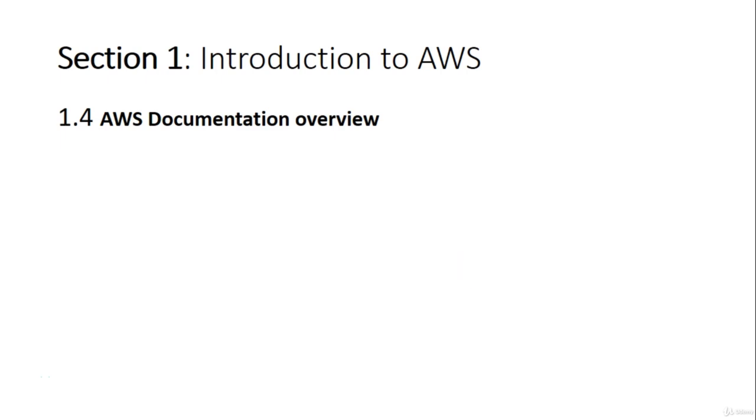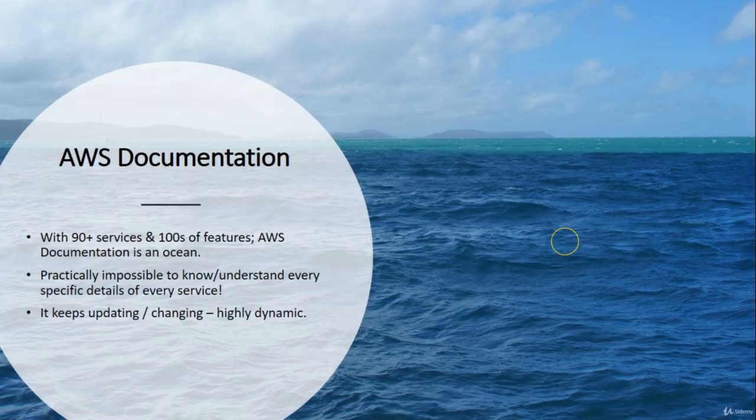Hello and welcome to the last lecture of section 1, AWS Documentation Overview. With 90 plus services and hundreds of features, AWS Documentation is an ocean. It's practically impossible for anyone to know and understand every specific detail of every service in AWS. And documentation as well as services and features, they keep updating and changing. They are highly dynamic in nature.